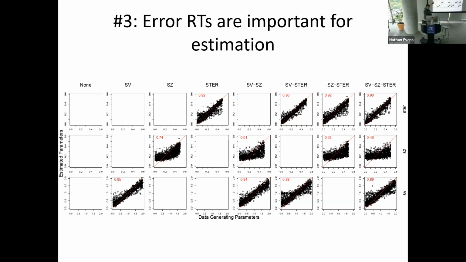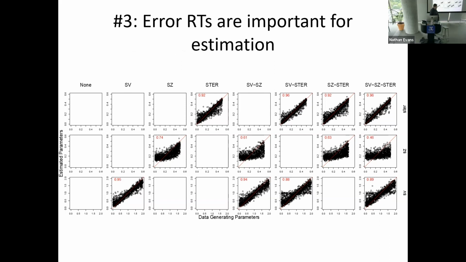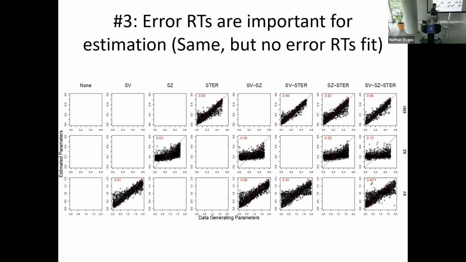But then the key thing is if I swap plots, they don't really get much worse, right? Like SZ does, but SZ's bad anyway. But STER doesn't really change. And the one that you probably expect to change, SV, also doesn't really change, right? So even when you're estimating without error RTs, the SV parameter, the between trial variability in drift rate, which people often think is very dependent on the relative error speed, the estimation of it doesn't seem to be affected, or seems to be very limited in how affected it is, by completely removing error RTs. So completely removing the relative speed of correcting errors.